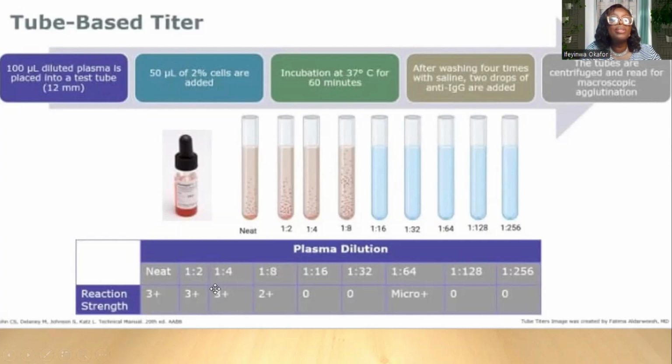Now, when you look at their scoring sheet, after the tubes have been centrifuged and read for macroscopic agglutination, you have the plasma dilution: the neat, the 1 in 2 dilution, 1 in 4 dilution, 1 in 8 dilution, 1 in 16 dilution, 1 in 32 dilution, 1 in 64 dilution, 1 in 128 dilution, and 1 in 256 dilution. So you have your reaction strength. The neat has 3 pluses, the 1 in 2 dilution 3 pluses, the 1 in 4 3 pluses, then 2 pluses, and then 1 in 16 0, 0, micro, 0, and 0.